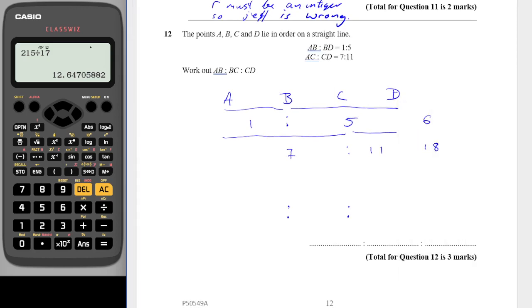So I'm going to times this one by 3. So if I convert this first ratio to 18, it would be 3 to 15. Right, so that means that AB is going to be 3, and CD is going to be 11. And then in the middle, we've accounted for 14, so we must have a 4 there. So that must be 3 to 4 to 11.